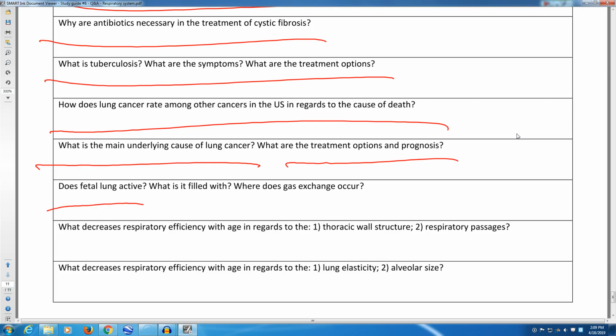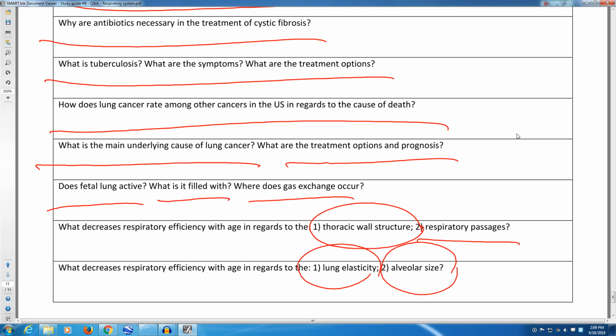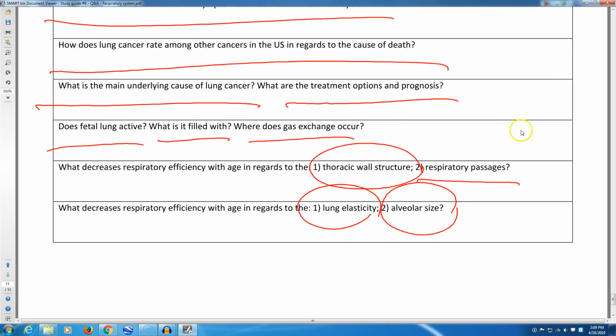Fetal lung is inactive, filled with fluid. Gas exchange occurs at placenta. Thoracic wall becomes less flexible, calcified. Respiratory passages usually have more mucus and less cilia. Lungs become less elastic. Alveoli become larger. That's it.